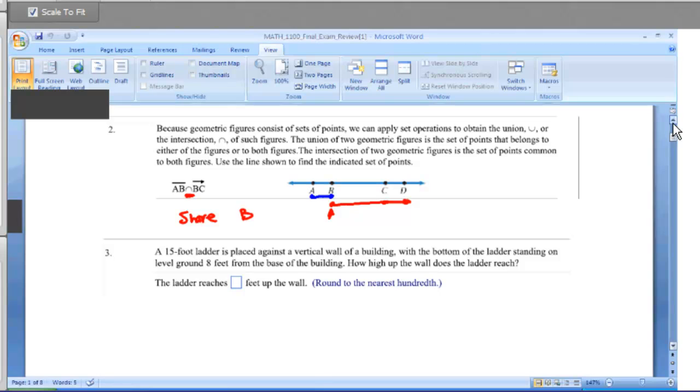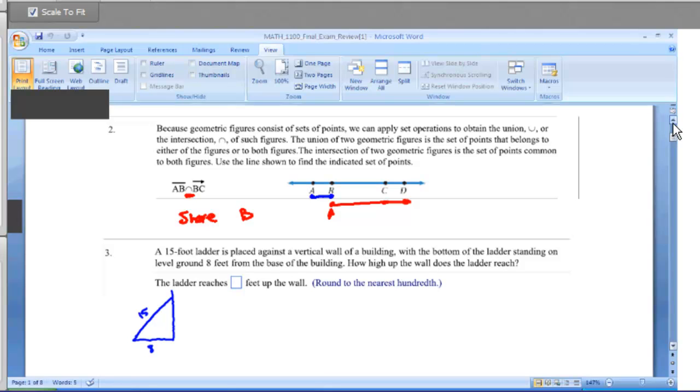All right, for 3, a 15-foot ladder is placed against a vertical wall of a building with the bottom of the ladder standing on level ground 8 feet from the base of the building. How high up the wall does the ladder reach? Well, first thing, let's go ahead and draw a picture. So we're talking about right angles. We have a 15-foot ladder that's leaning up against a wall, and it tells us that it is 8 feet away.